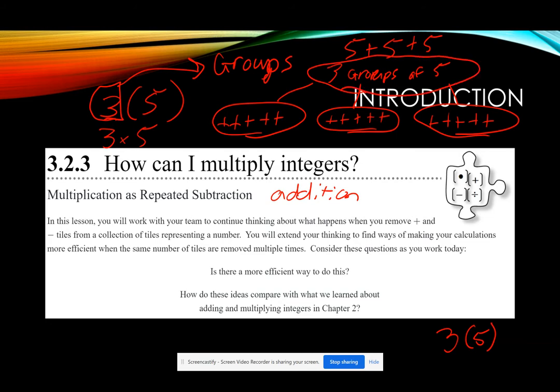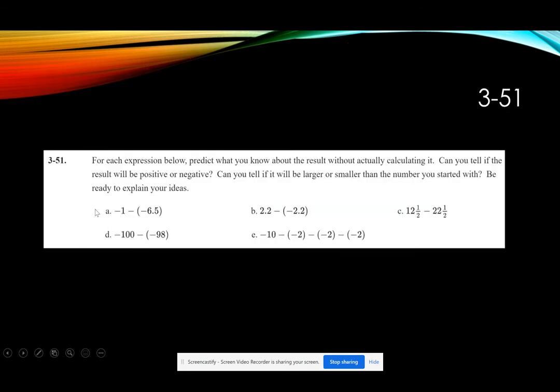But here we're going to be representing multiplication as repeated subtraction. So we're going to be using negative tiles this time for subtraction. We're going to be taking away numbers, all right? So for each expression below, predict what you know about the result without actually calculating it. Can you tell if the result will be positive or negative? Also, can you tell if the result will be smaller or larger than the number you started with?